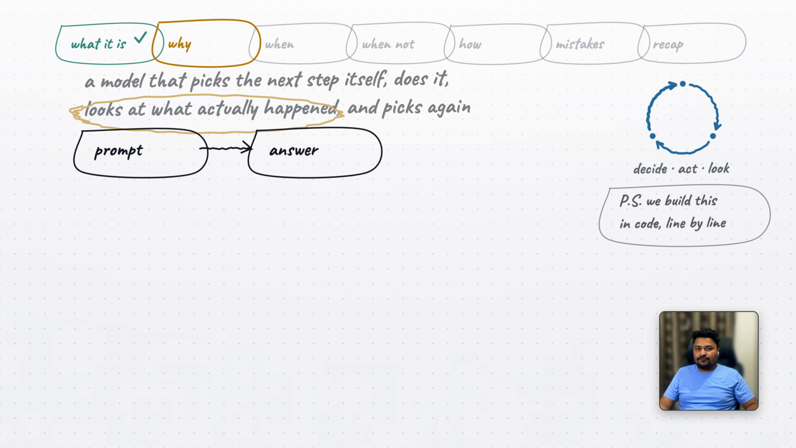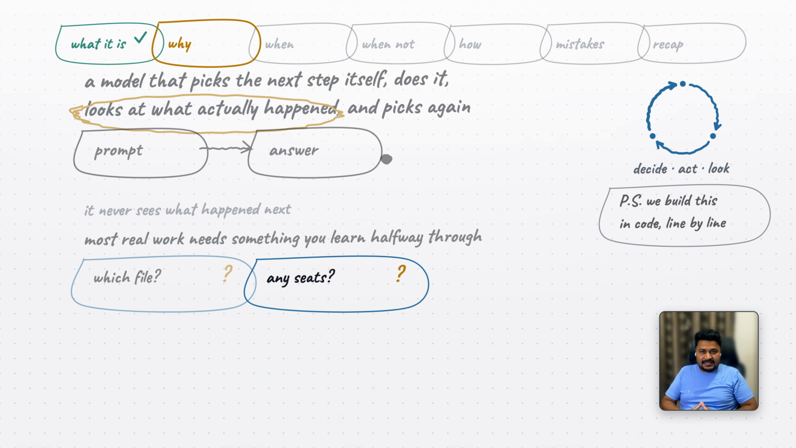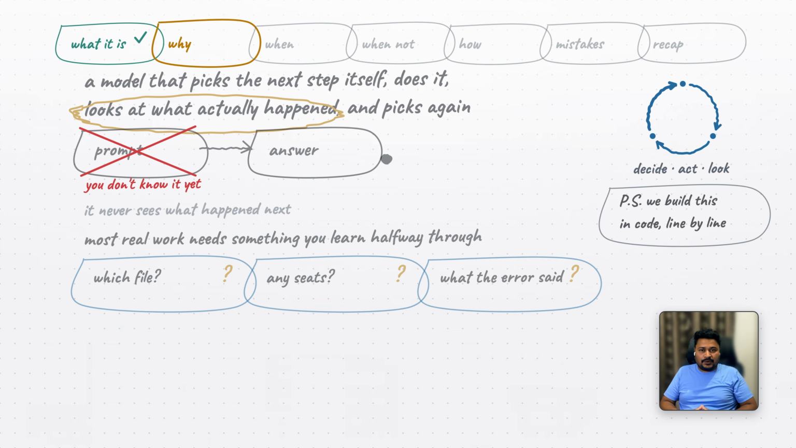So, why do we need a loop at all? Ask a model once and you get text back. That's it. It never finds out whether the text was any good because it never sees what happened next. And most real work needs something you only learn halfway through: which file the bug is actually in, whether that file exists, what the error message said. You can't put that in the prompt because you don't know it yet.